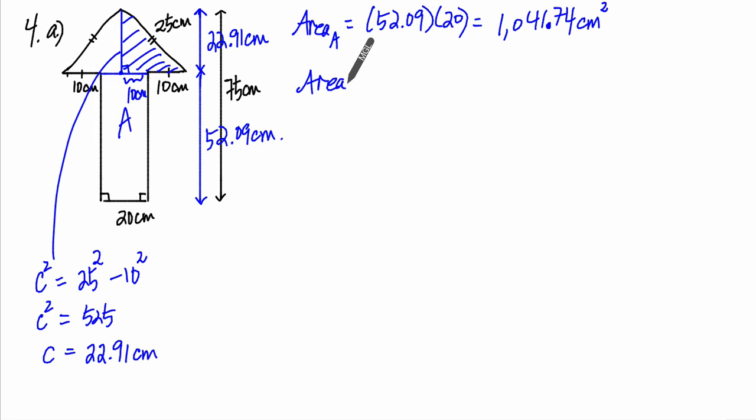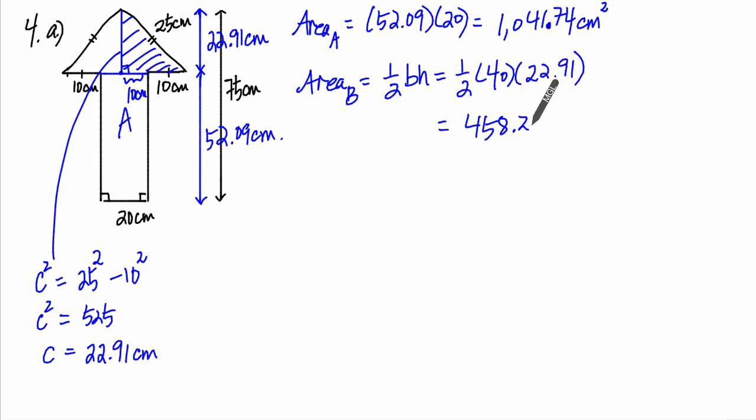Now the area of the triangle will be half times base times height. The base of this triangle has to be 10 plus 10 plus 10 plus 10, which is 40 centimeters. And the height of the triangle is 22.91, as we had just found. So let's punch that into the calculator. And we get an area of 458.2 centimeters squared.